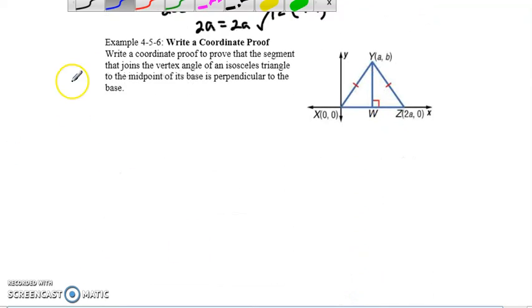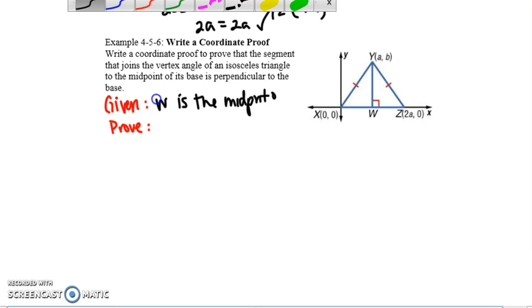All right, so down here, this next one, we're going to write a coordinate proof. Let's go ahead and start with what's given, and then what we're trying to prove. And then we'll step in with all of our details here. So given W is the midpoint of XZ, and then we're going to try and prove that WY is perpendicular to XZ.